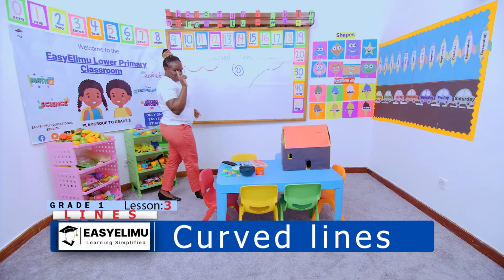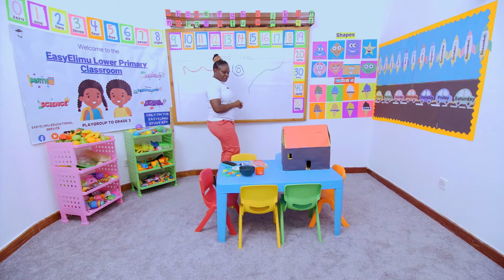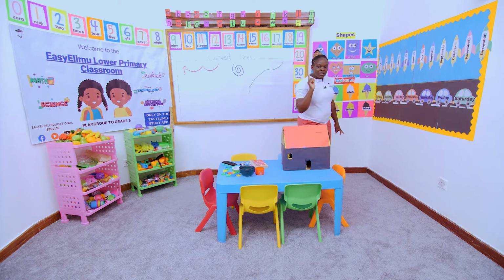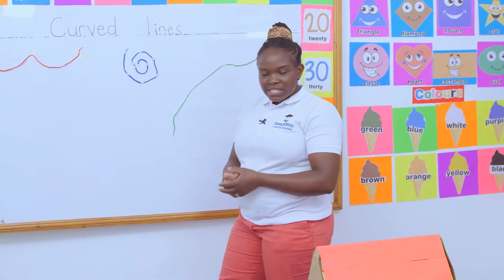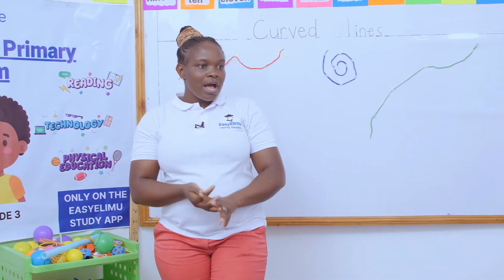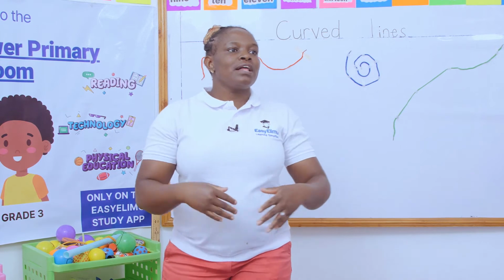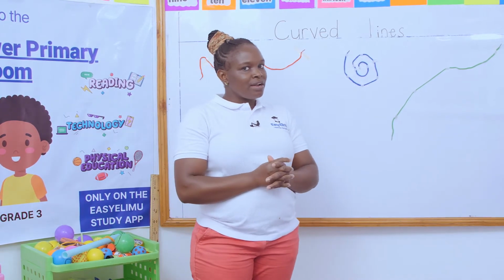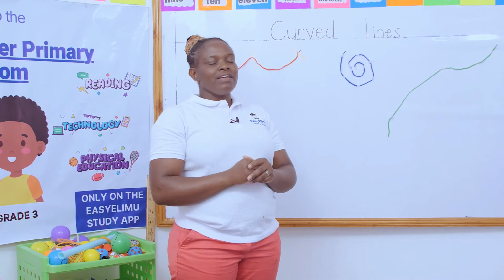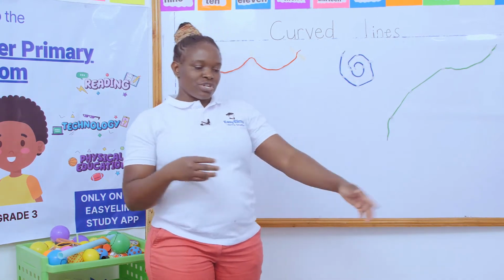Teacher, are we going out? No. Today we're not going out. You were out yesterday. We identified so many things. I want you to tell me now, when you went home, did you realize that there are some things that are straight in our house and some things that have curved shapes? Teacher, our sofa set has curved lines. Very good. What about the table? The table has straight lines. Even the cooking stick is straight.